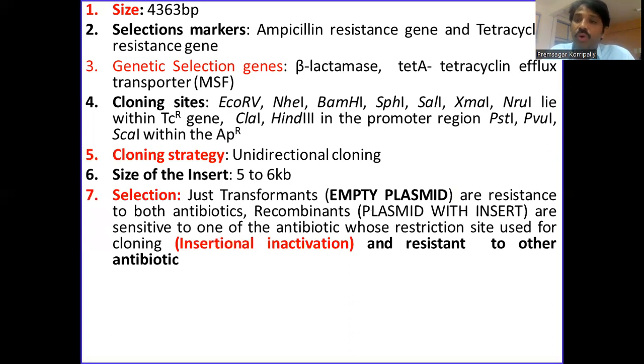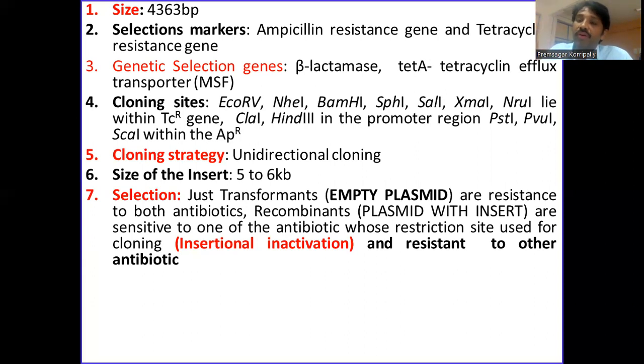Selection: whenever you are cloning your gene of interest into one of the antibiotic selection markers, the transformants with only the vector are resistant to both antibiotics, but a vector with the insert is resistant to one antibiotic and sensitive to the other. So if you use the restriction site from the tetracycline gene to clone your gene of interest, the recombinant is sensitive to tetracycline and resistant to ampicillin. If you use the ampicillin restriction site, it is nothing but PstI, then the transformant containing the recombinant is sensitive to ampicillin and resistant to tetracycline.